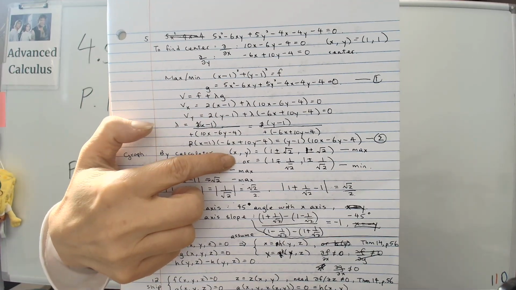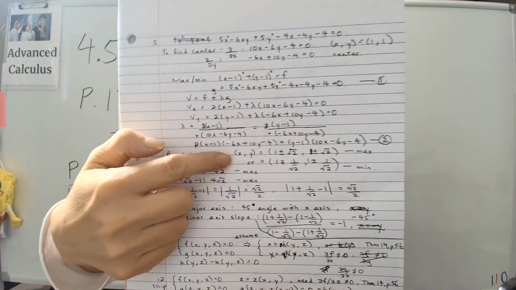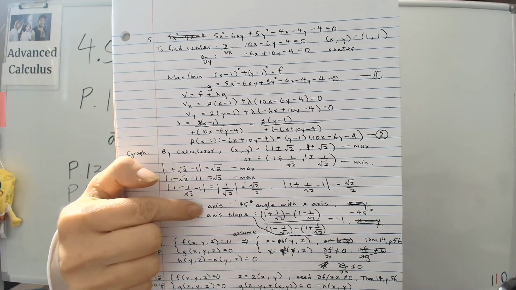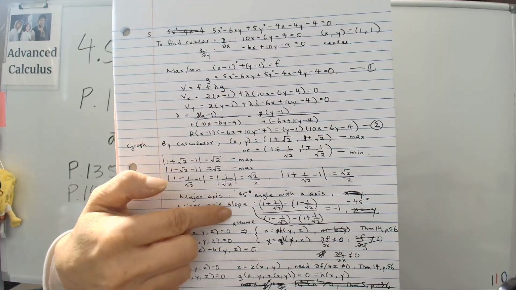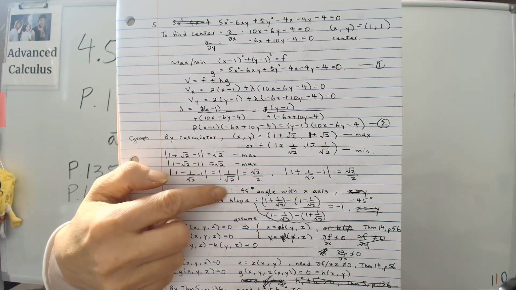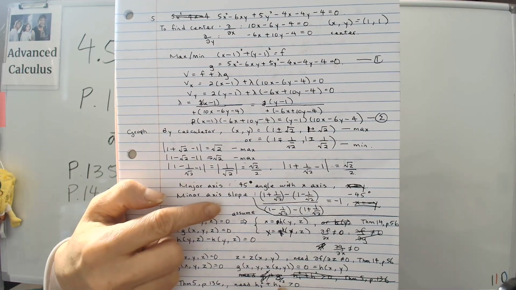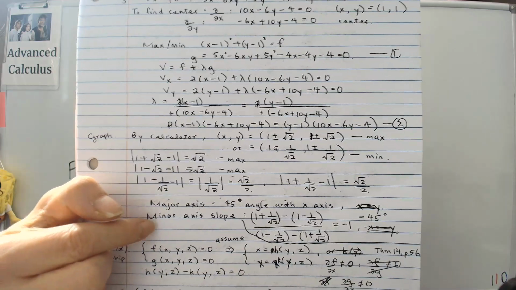And then, if the signs are flipped, if it's a minus plus and plus minus situation, that will give you the min values. So after some cranking, I calculated that the angle is 45 degrees for the x-axis, for the major axis, and the minor axis is the negative one.